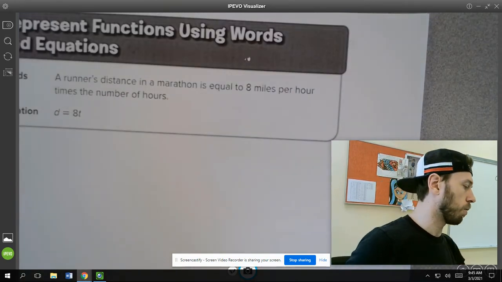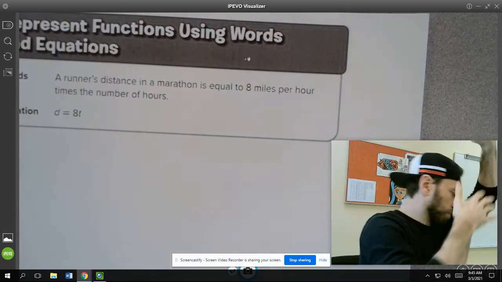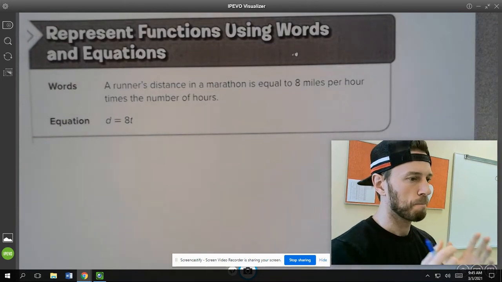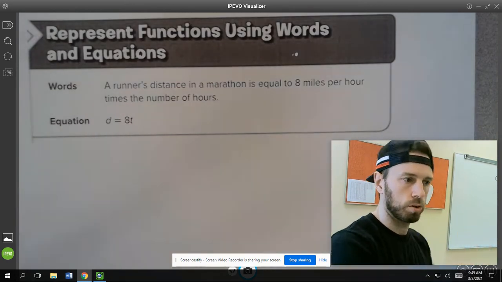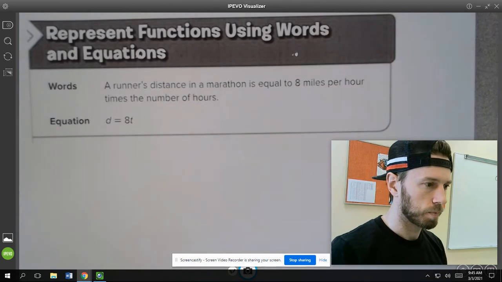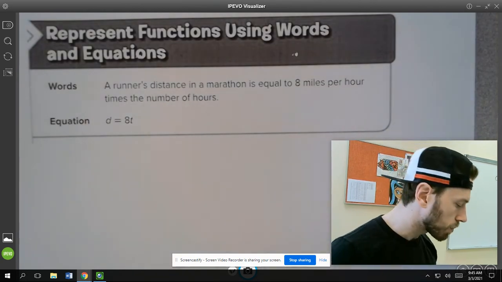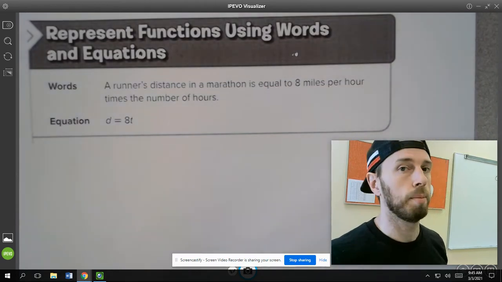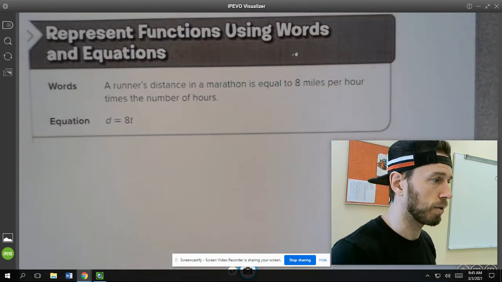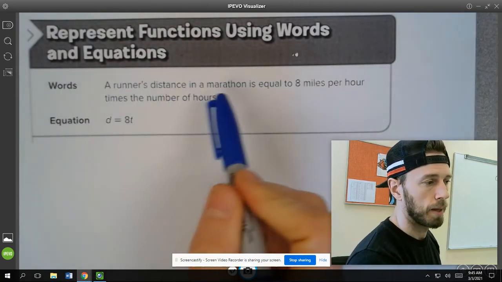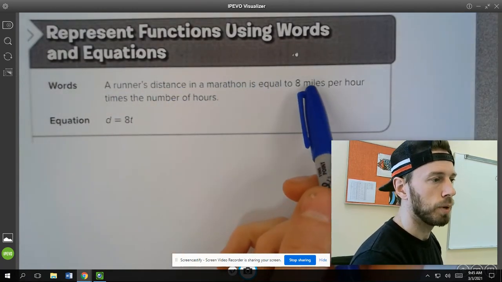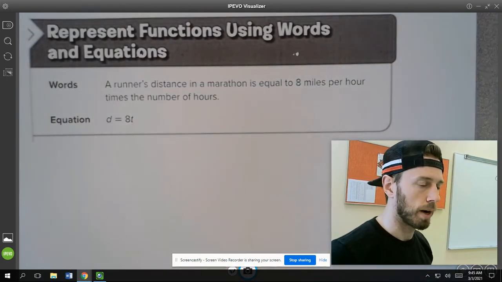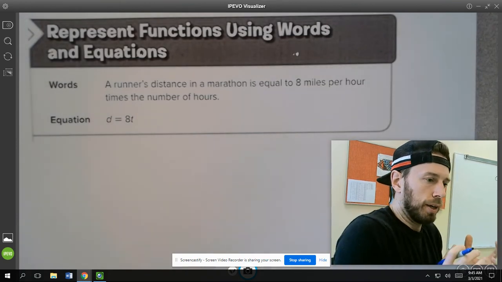Today, we're going to focus a little bit more on how to take it from words and put it into a function rule, right, or an equation. And it doesn't necessarily have to be x and y, because the stuff that we're talking about could use different variables based on what we're talking about. For example, a runner's distance in a marathon is equal to 8 miles per hour times the number of hours, right? So what we need to do then is create an equation based on that.